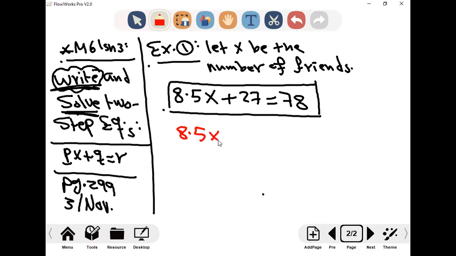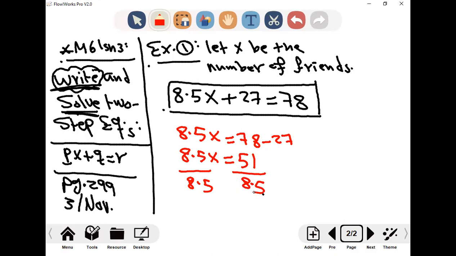8.5x plus 27 equals, sorry, we do a shift. Equal 78 minus 27. 8.5x equals 78 minus 27, which is 51. Now divide both sides by the coefficient. Divide by 8.5, divide by 8.5. X equals 51 divided by 8.5, which is 6.